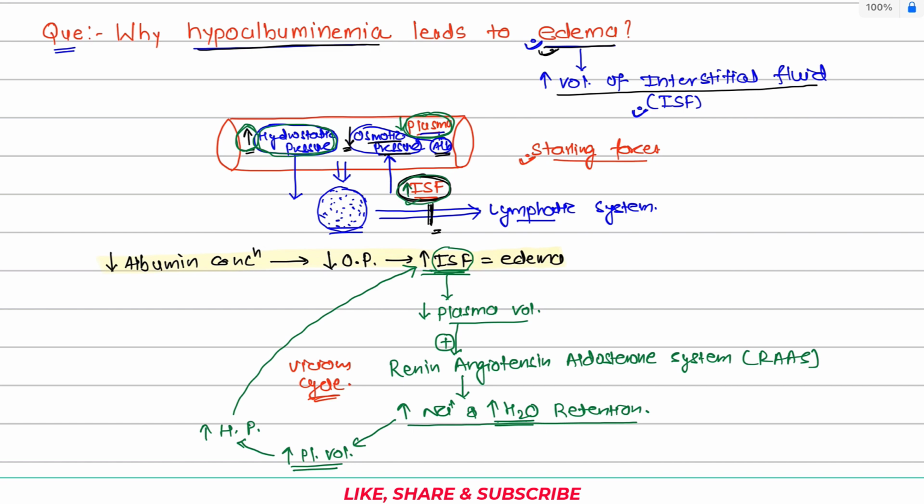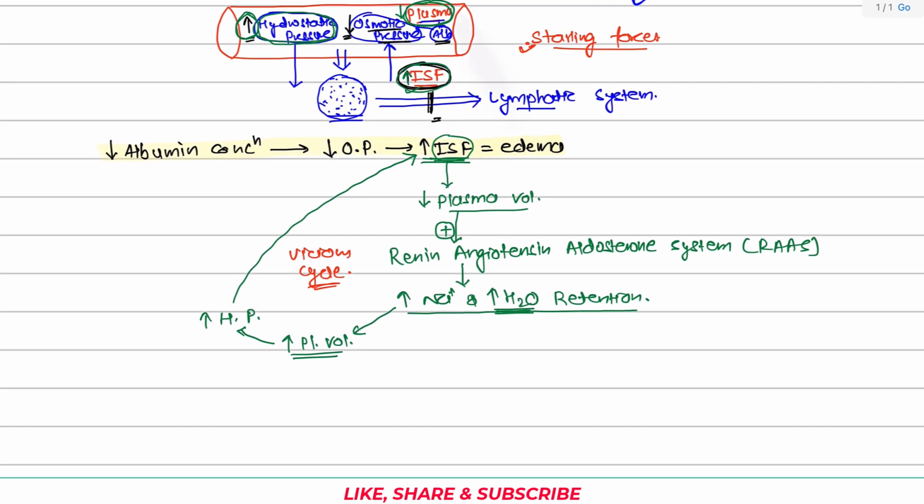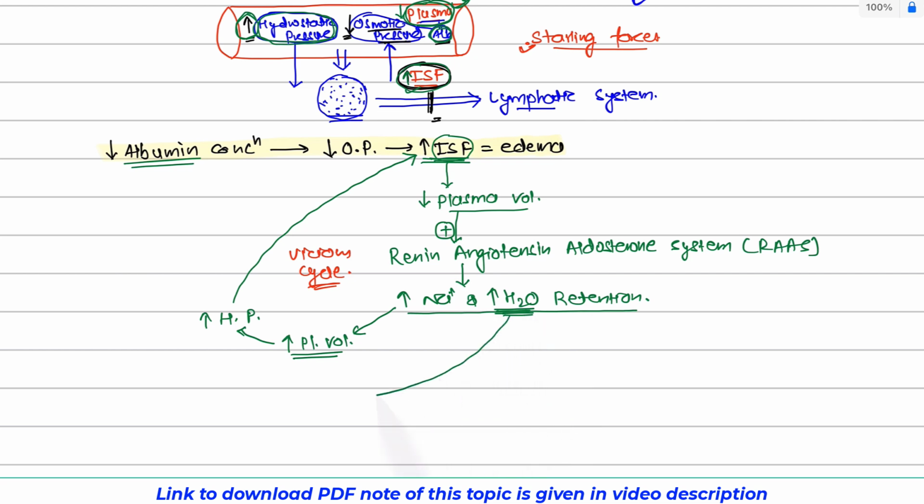There is one more mechanism. See, if there is more water retention, what will happen? This water, we know, is coming to the plasma. And there is already less albumin concentration, right? So whatever less albumin is there gets further diluted by this increased water retention. So increased water retention can further lead to a decrease in the albumin concentration.